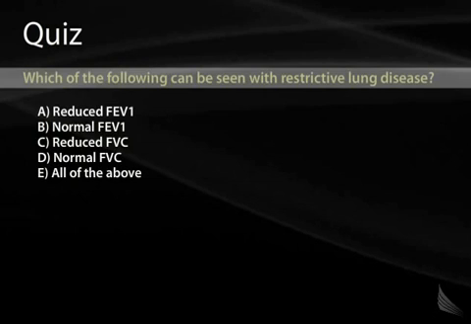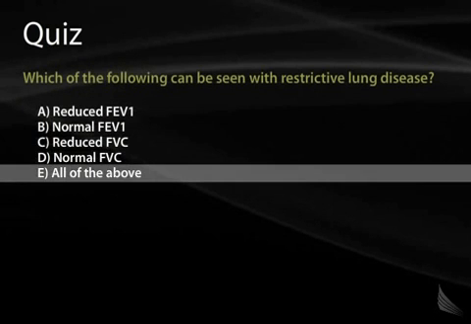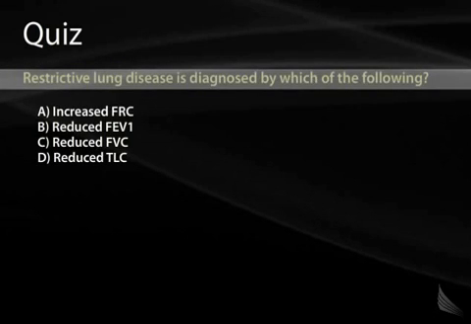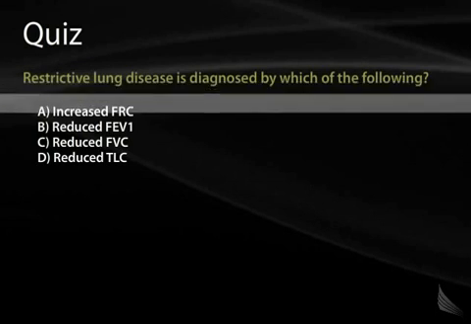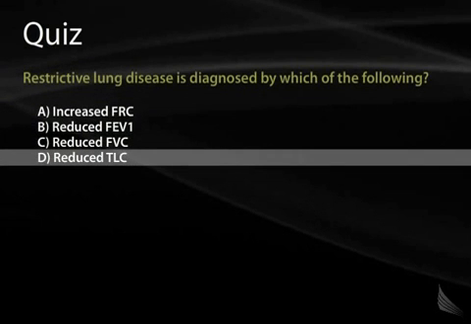Which of the following can be seen with restrictive lung diseases? Any of the above. Sometimes the FEV1 or the FVC is normal, sometimes it's reduced. But remember, the FEV1 to FVC ratio would always be normal. Restrictive lung disease is diagnosed by which of the following? Reduced total lung capacity. You guys know this.